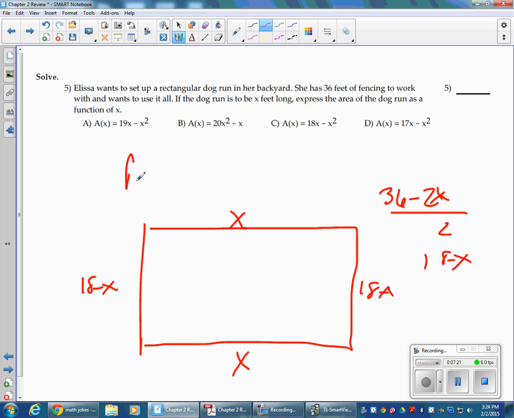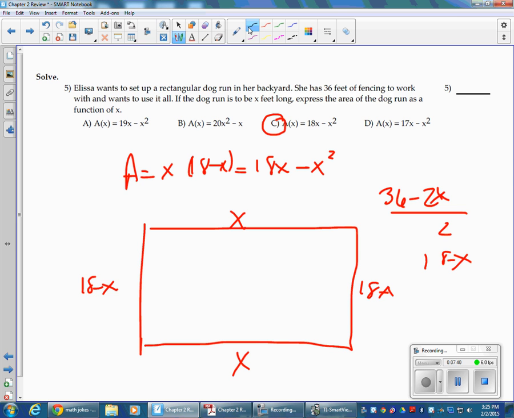So the area is the length times the width, so it'd be x times 18 minus x, which is x times 18 is 18x minus x times x is x squared, and so it's 18x minus x squared. My answer would be C. Go back to black ink.